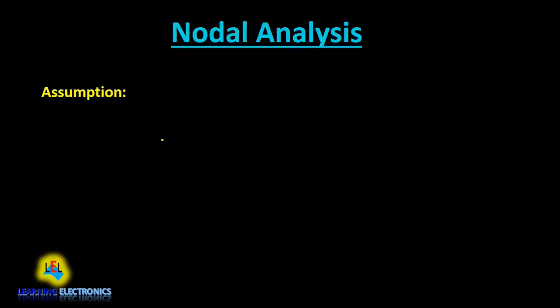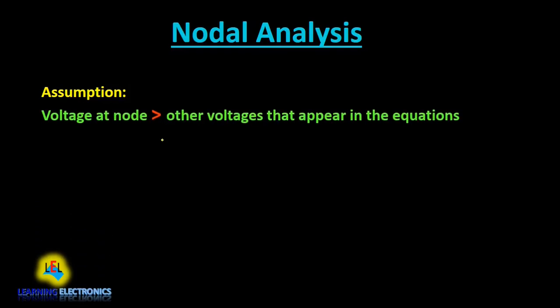Now let us see the assumption for nodal analysis. We always assume that the voltage at the node is greater than the other voltages that appear in the equations. Otherwise, a negative value of current would result.